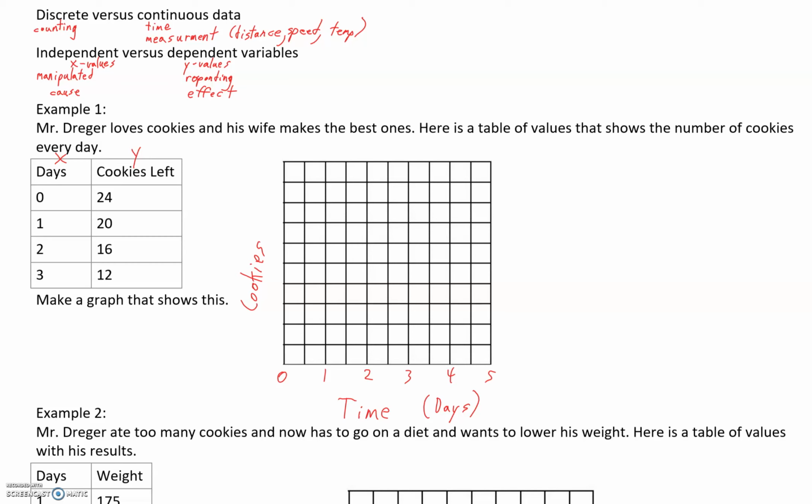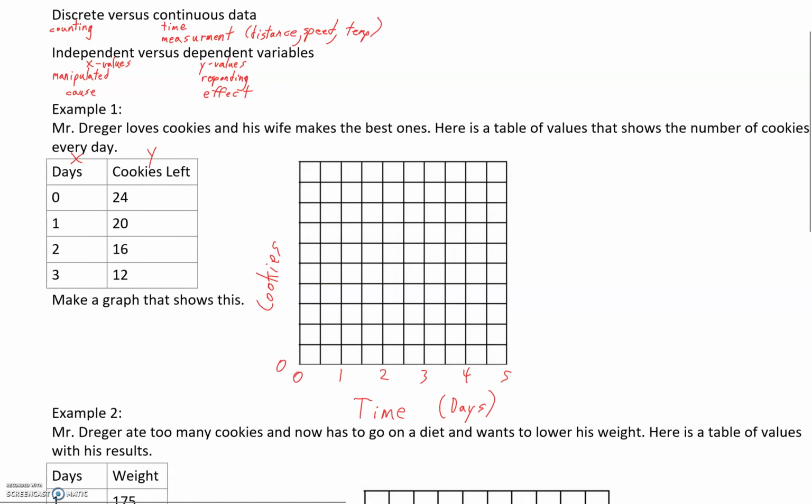Okay, and then if we look at the cookies, we're going to go all the way to 0. And then at the highest point, it'll be about 24, but let's just see if we can go 5, 5, 10, 15. Nope, that doesn't work. Oh, I've got an idea. 5, 10, 15, 20, 25. Yes, indeed, that'll work beautifully. 5, 10, 15, 20, 25.